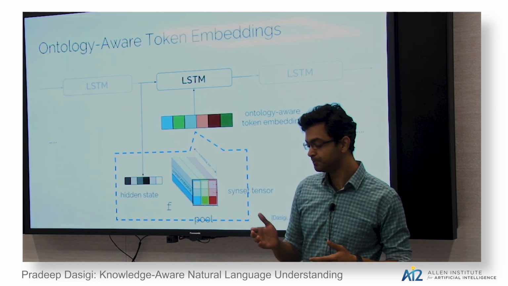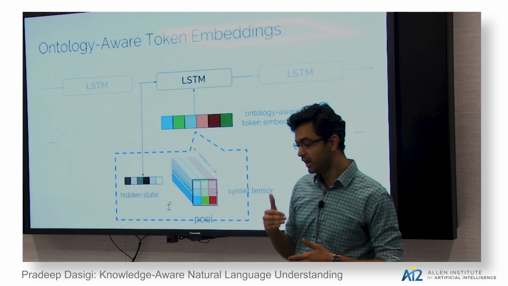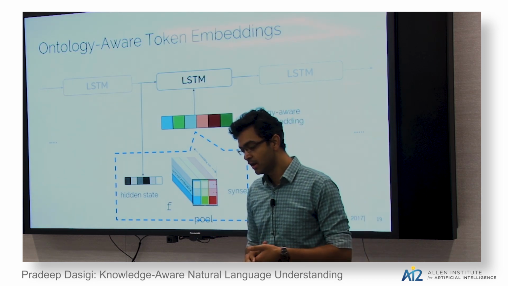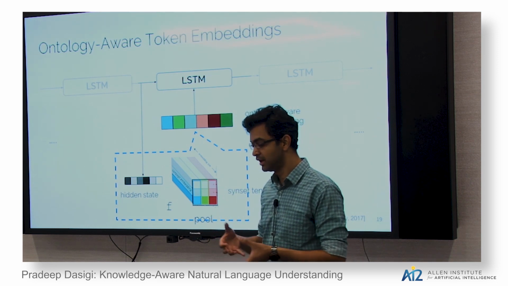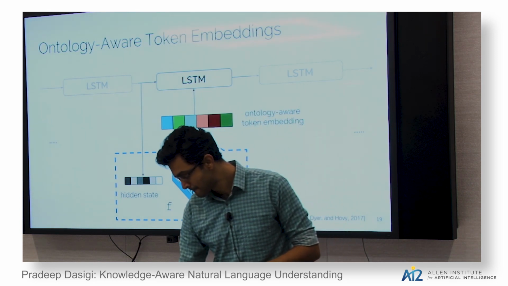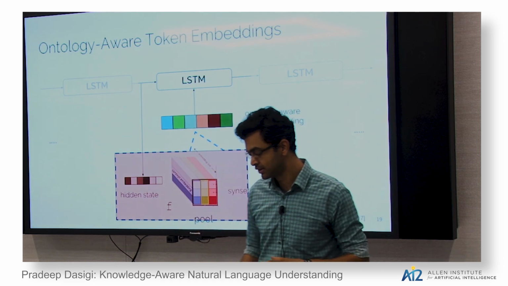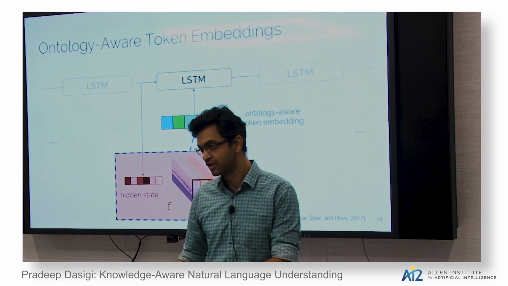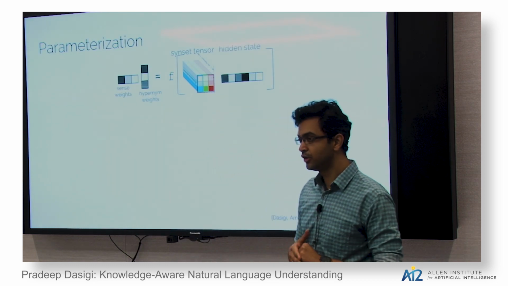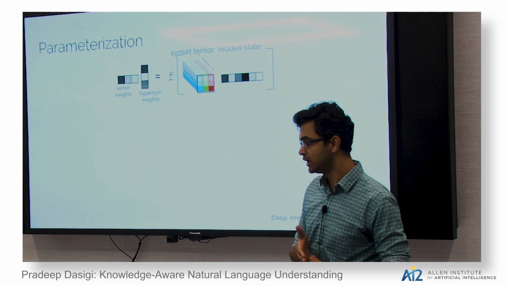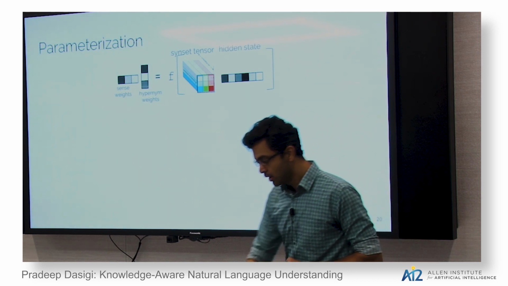Given that the final representation depends on the hidden state, this is context sensitive, and given that it depends also on this synset tensor, it is ontology grounded. Let us now closely look at what's happening within this red box where the function is computed. So we need to do two things. We need to compute the sense weights for the given tensor, and we also need to compute the hypernym weights.